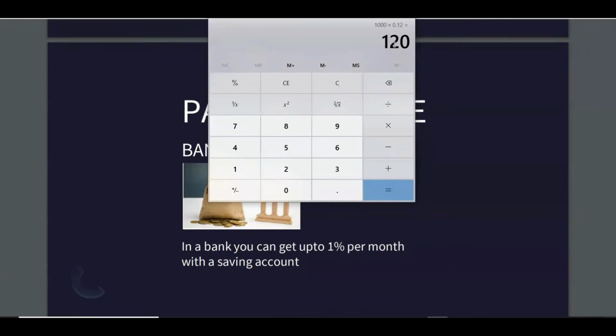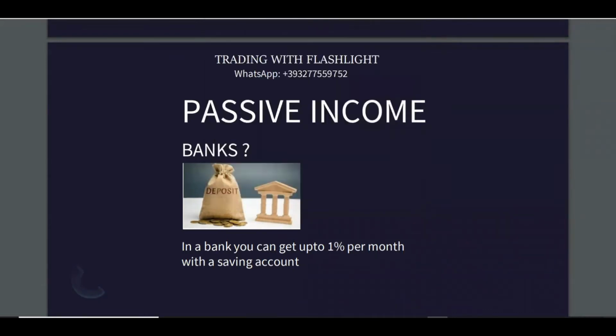Some banks pay less. They pay like 0.5, or they even pay you 8% per year. Some even pay 5% per year. So that's what you can earn when you are trading on a bank.